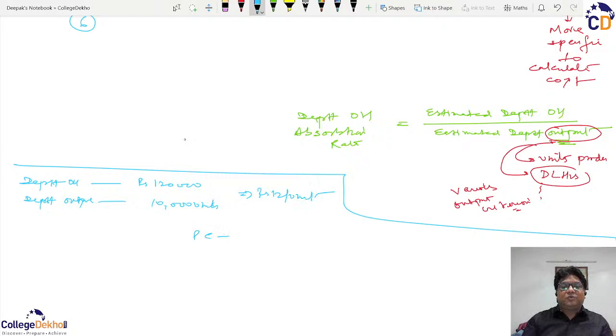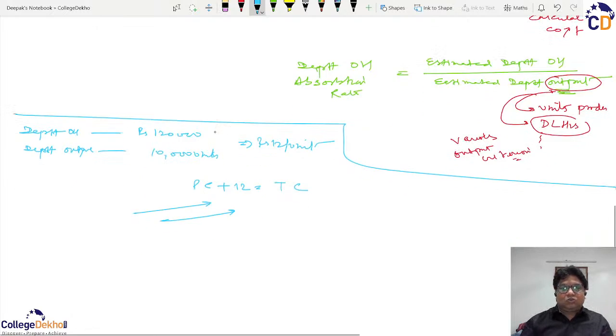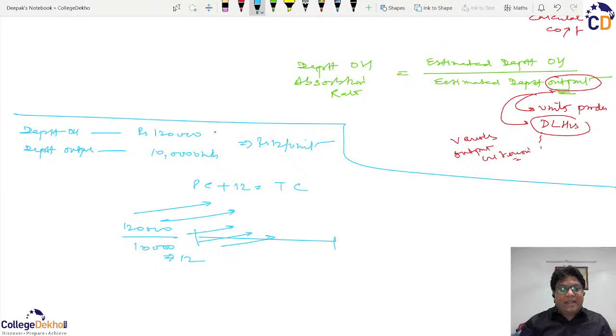Now प्राइम कॉस्ट में 12 रुपये ऐड करके आप टोटल कॉस्ट निकाल लोगे. This is on the basis of the estimation. तो आपने क्या करा, पीरियड स्टार्ट होने से पहले अंदाज़ा लगा लिया 1,20,000, उसे डिवाइड किया एस्टिमेटेड आउटपुट 10,000 से, 12 रुपये रेट निकाल लिया, और जैसे प्रोडक्ट बना 12 रुपये जोड़ दिए. But actual output, जो एक्चुअल आउटपुट है आपकी, that may not be equal to the 10,000 units.